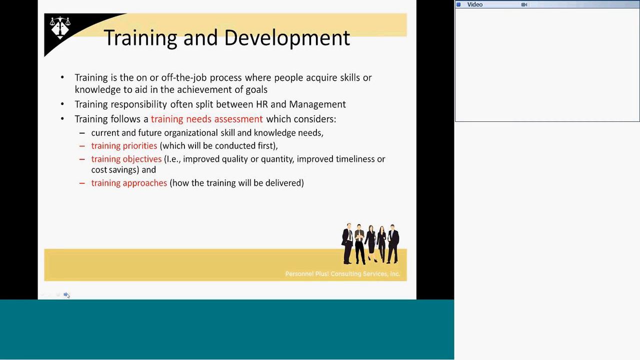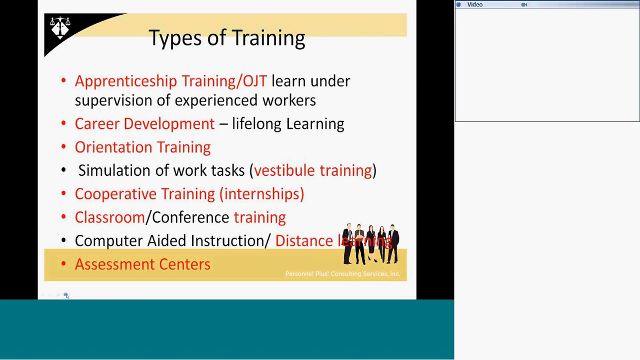In training needs assessment, you'll deal with trying to decide what the objective is. Are you trying to improve quality, quantity, timing, cost savings? Because it's often said, if you don't know where you're headed, it's awfully difficult to chart a path to get there. So knowing what your end result is is part of the process. And then finally, how are we going to cause it to happen? Will it be OJT, classroom training, apprenticeship training, or whatever it may happen to be?